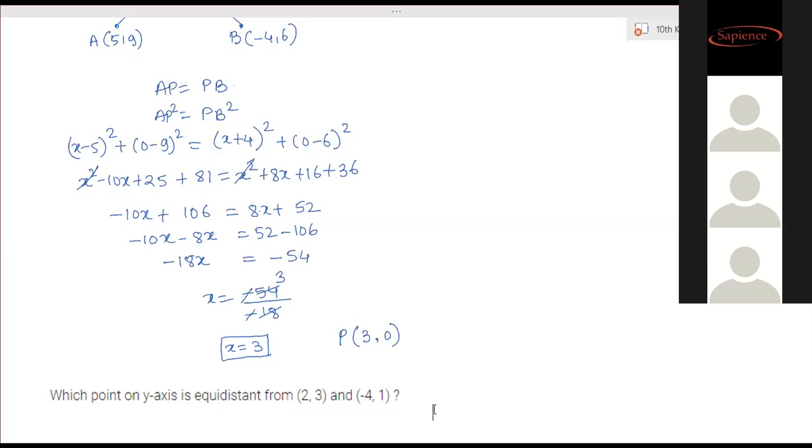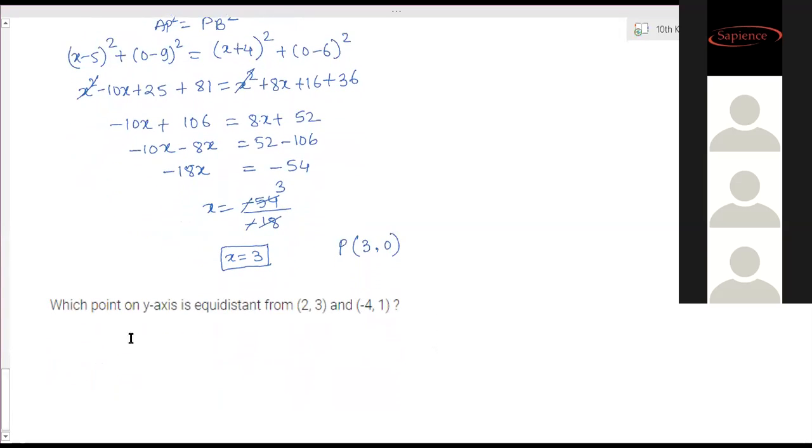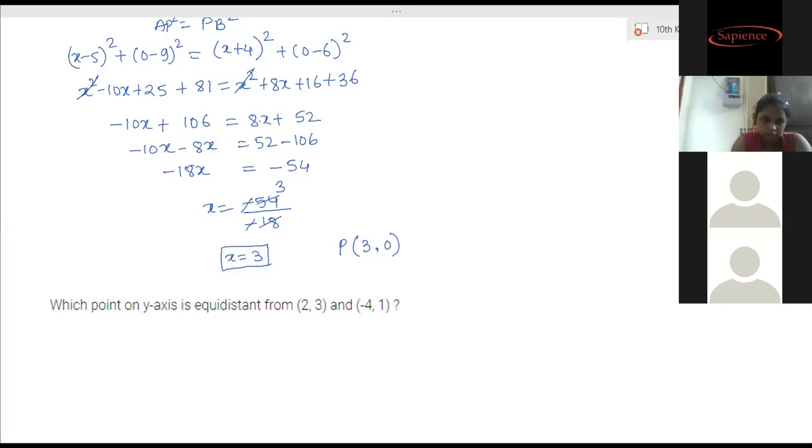Yes, what's the answer of the next question? Minus 1. Yes, right. So coordinate is (0, minus 1). (0, minus 1), right?